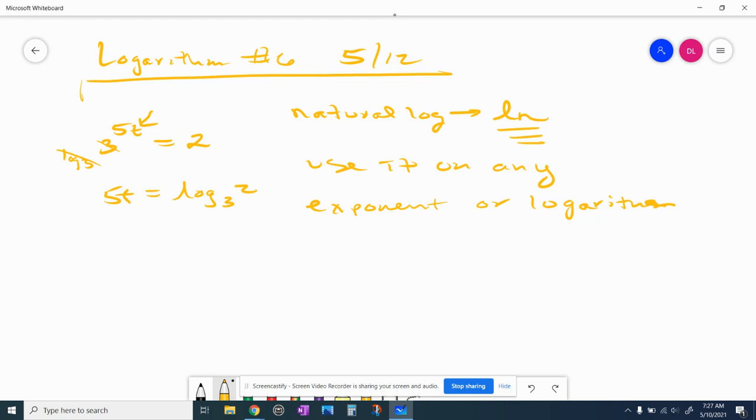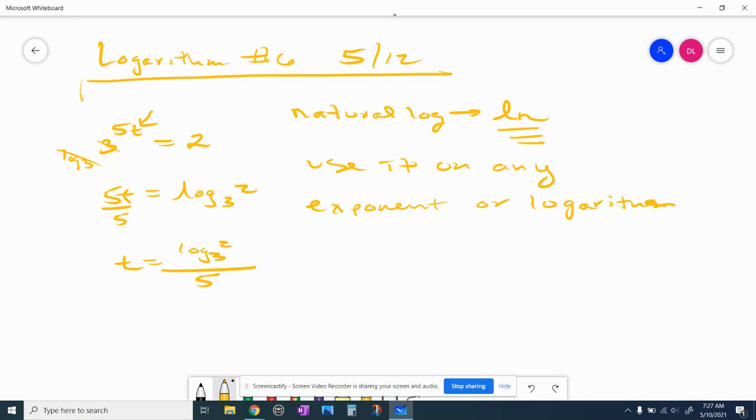And then you'd have to divide both sides by 5. So this thing starts to look a little weird. So we're going to divide by 5. And so now we get t equals log base 3 of 2 divided by 5. And then you got to figure out how to put this in the calculator. So that would be our answer for t, right?